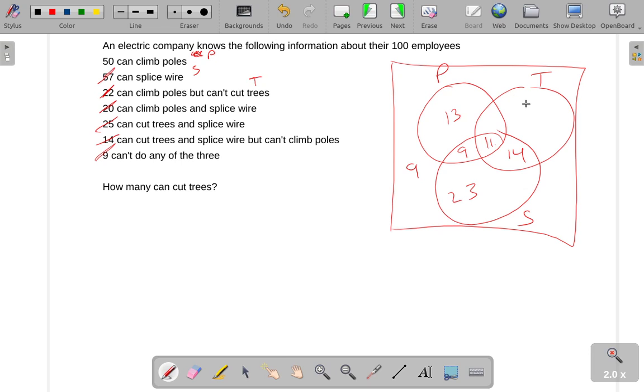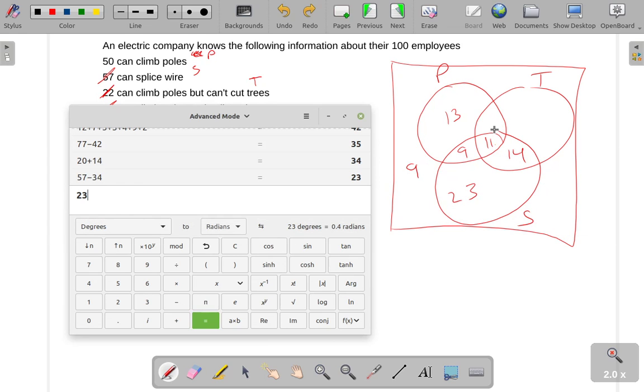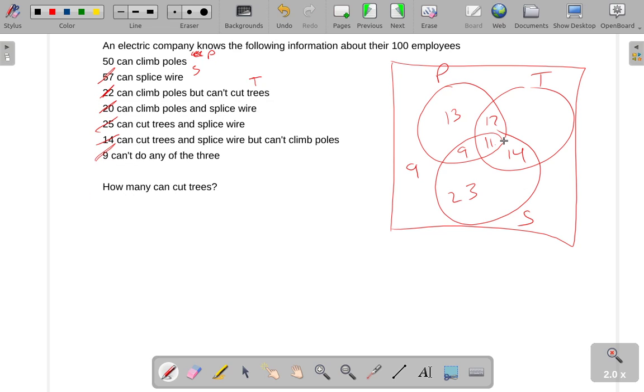50 can climb poles. Poles right here. So everything except for that number is known for climbing poles, so we can go ahead and finish this one off. 13 plus 9 plus 11, that means there's 33. So that means there's 17 that are not yet accounted for to go in there.